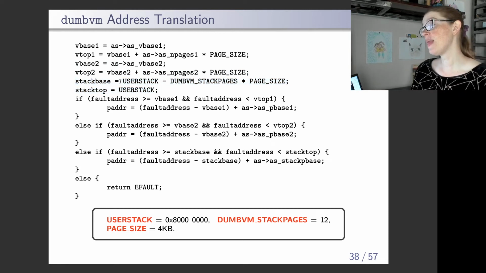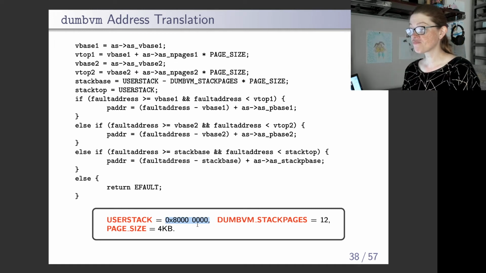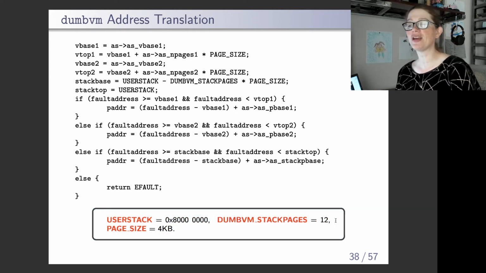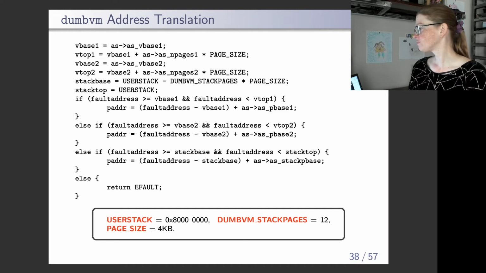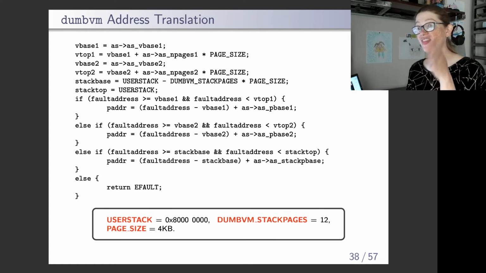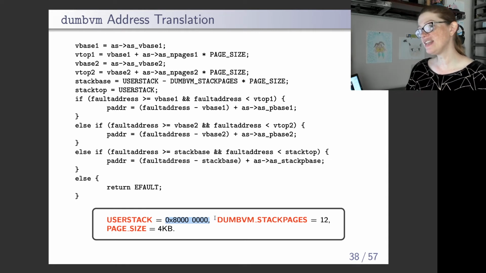Now you'll note here that user stack is a macro that is equal to this value down here. And dumbvm stack pages is 12 because the stack size is restricted to 12 pages or 48 kilobytes. So what you actually end up with is the base stack address. So that's going to be the low address in the stack. And then stack top is the high address, which is actually just user stack. Now remember, the high address is not actually a part of that segment. It's the limit.